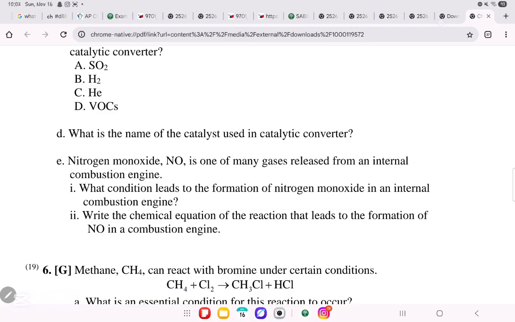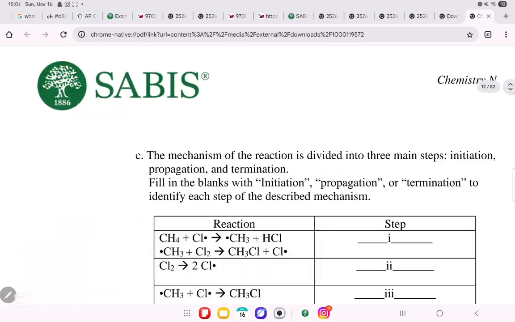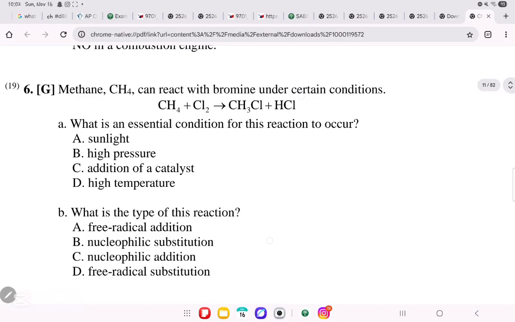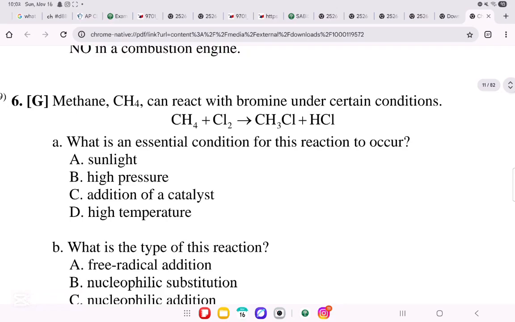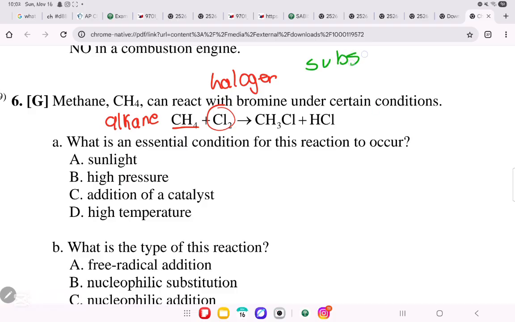Ignore that. We'll move on to question number 6. What does it say in question number 6? Methane, CH4, can react with bromine under certain conditions. What's an essential condition for this reaction to occur? So look what's happening. We have methane, which is an alkane, will react with a halogen. So what is this? It's a halogenoalkane. It will form a halogenoalkane by a method called what? By a method called substitution. What are the conditions for substitution to occur? We need UV light or sunlight.